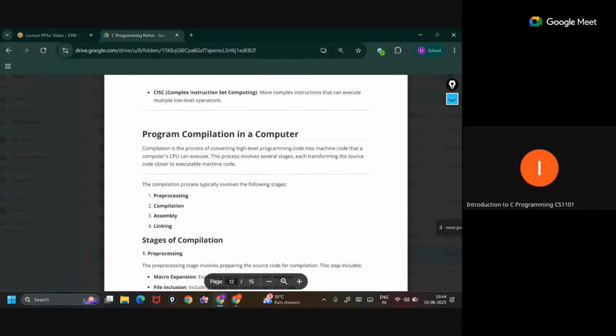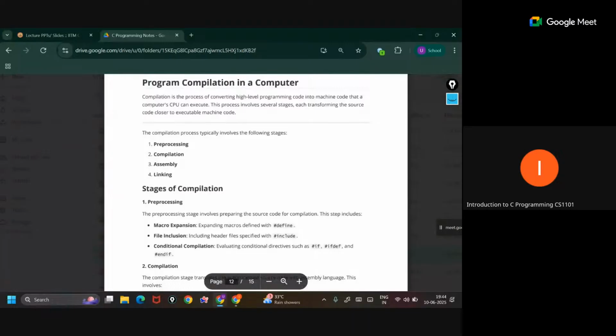And next is the program compilation. Program compilation has some stages like pre-processing, compilation, assembly, and linking. Generally, compilation means we have some high level code and I have to convert it to machine code so the machine can understand and execute whatever is required. So that is the compilation process, and it includes pre-processing, compilation, assembly, and linking.